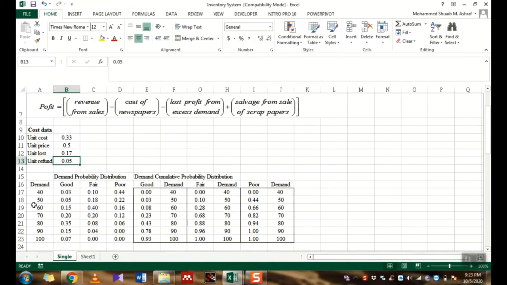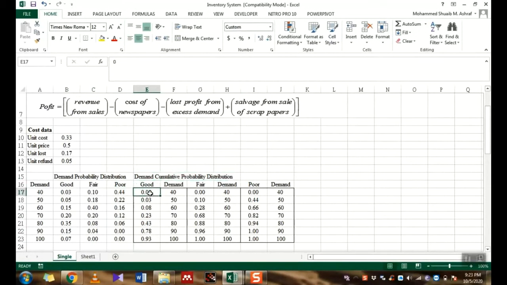We can see the demand given as 40, 50, 60, 70 in multiples of 10, and the demand probability distribution is also given. Good, fair, poor: these are the probabilities for good, for fair, for poor. Now this is the demand probability distribution function.